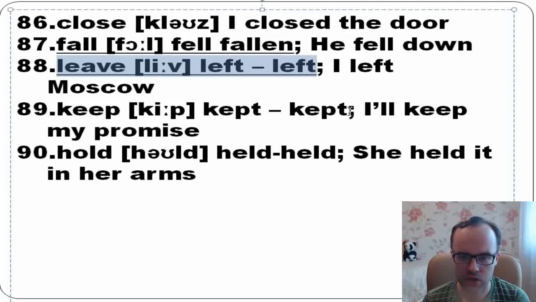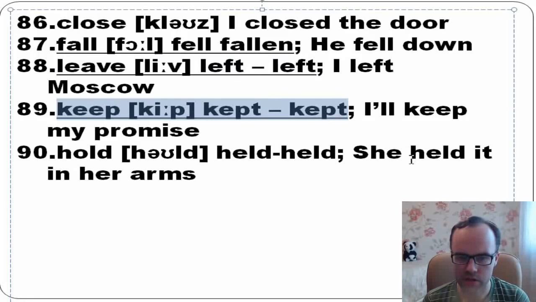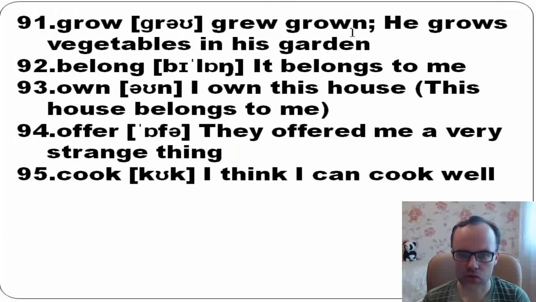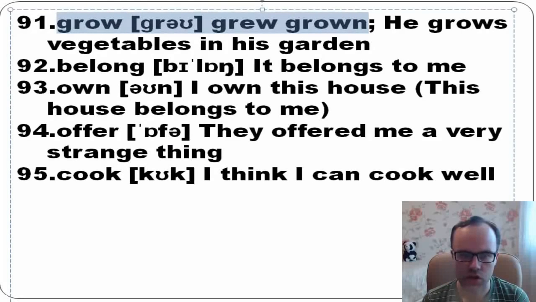And keep is also an irregular verb. So you see, I'll keep my promise. Hold. Irregular. Hold, held, held. She held it in her arms. Grow, grew, grown. He grows vegetables in his garden.